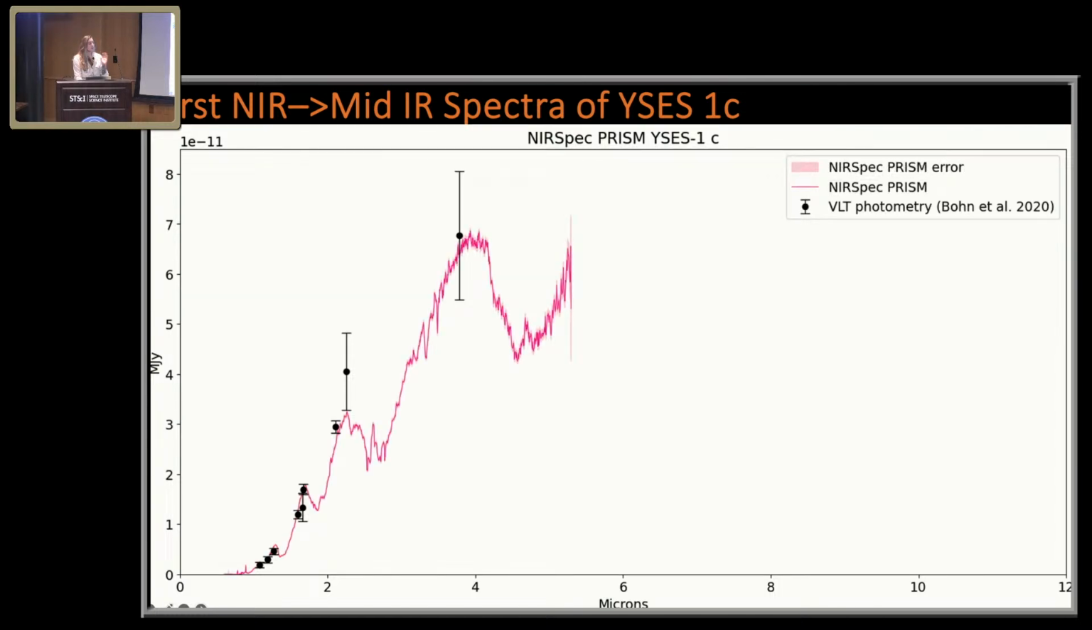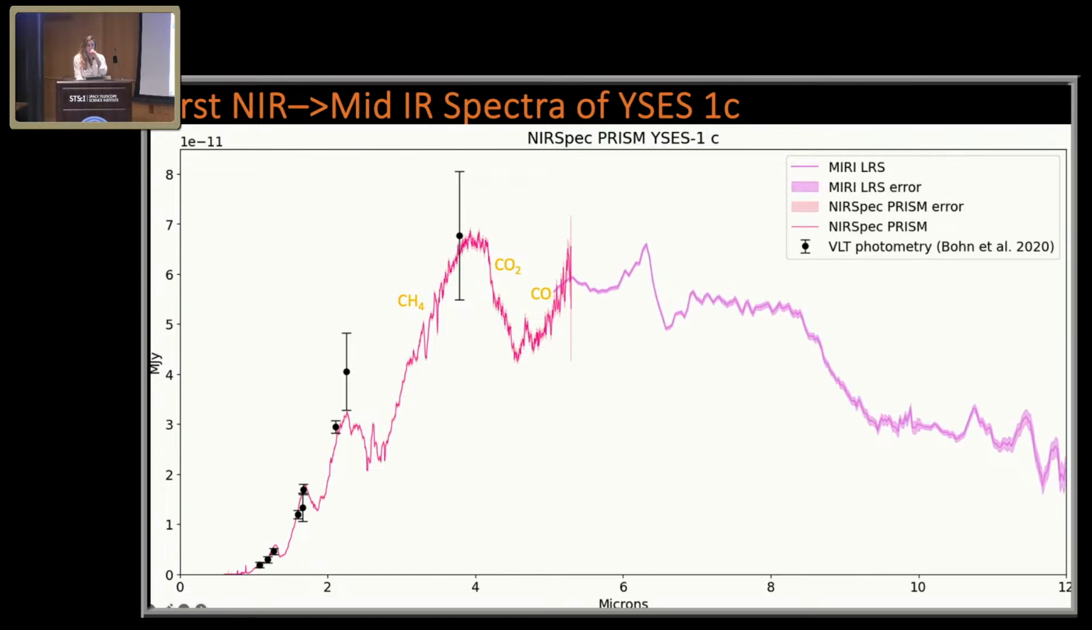Next, I'm going to show you the PRISM data. So this is from 1 to 5 microns. It's beautiful data. The error bars are plotted on there. And then here are some of the spectral features we see just in the PRISM data. So we see methane, we see CO2, we see CO, some amazing molecules that are really indicative that this atmosphere is in non-equilibrium.